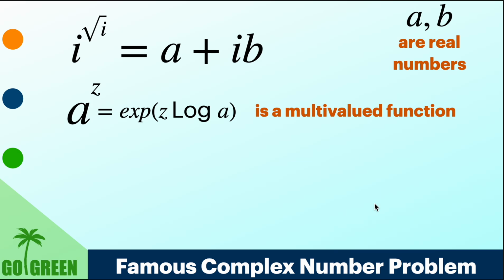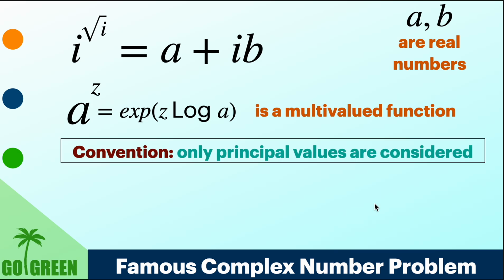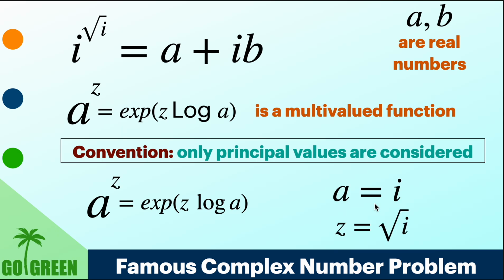So how to deal with this? We make a convention here that we will work only with the principal values. What principal values are we will see in the context. If we consider the principal values, then a to the power z becomes exp(z log a), which is small log now, and small log a is the principal value of capital Log a. Fine, and we will work with only principal values. Then in our problem a is just i and z is square root of i.